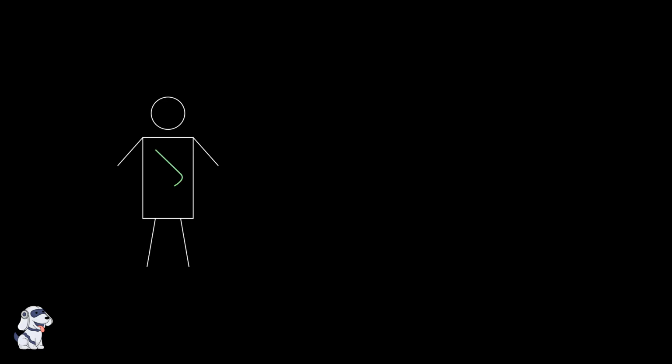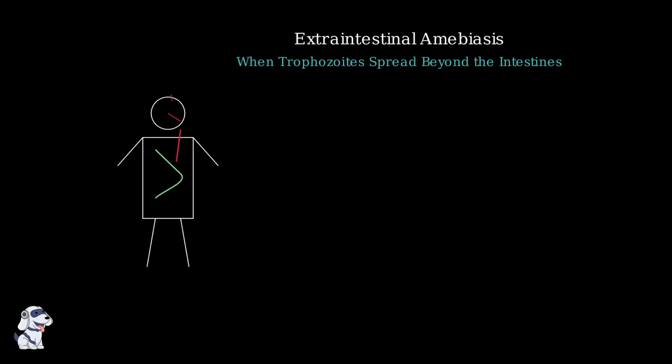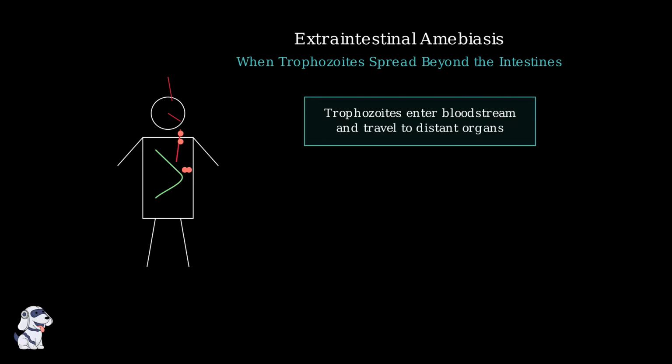Sometimes the trophozoites don't stay in the intestines. They can break through the intestinal wall and enter the bloodstream, spreading to other organs throughout the body. This is called extraintestinal amoebiasis. Watch as trophozoites move from the intestines into the bloodstream.